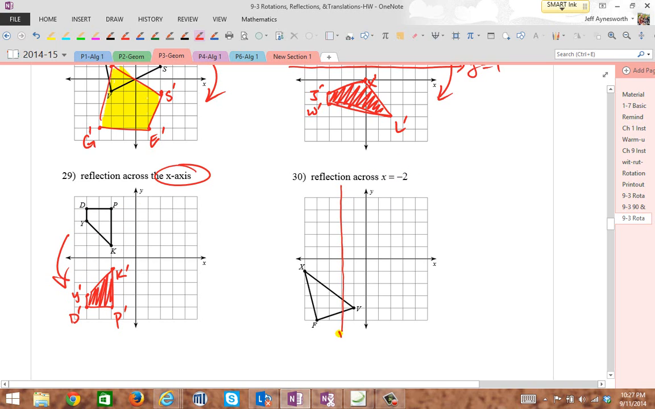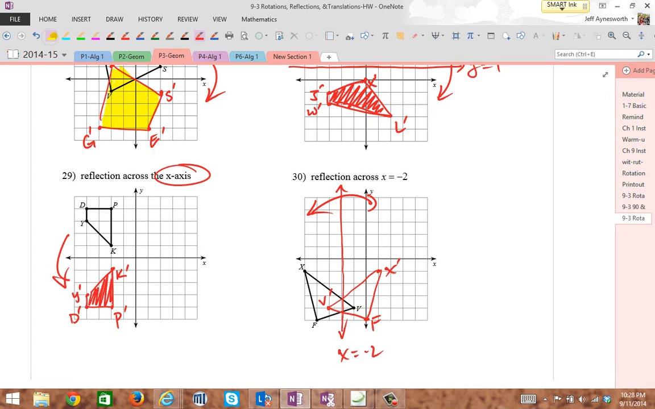X equals -2 again. Man, this computer program likes x equals -2. Okay, so you're going to reflect it across. Okay, so if x is on the left, then x prime is on the right. It's always on the opposite side. V prime is on the right, so go to the left. F is on the left, so go to the right. All right, and then connect. All right, and you got it. Just right through here. Okay, and that's all there is to it, guys.